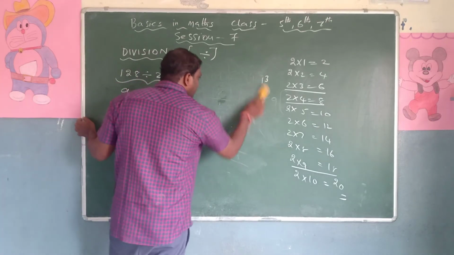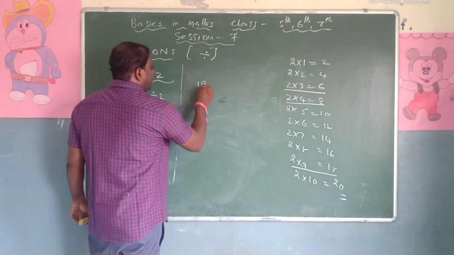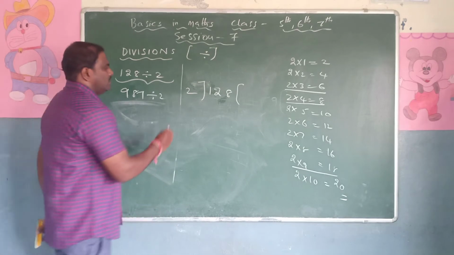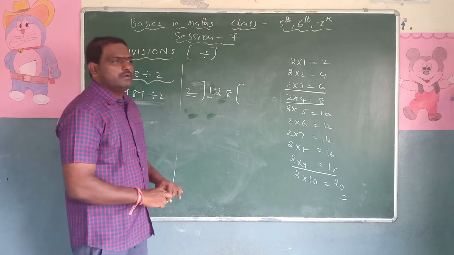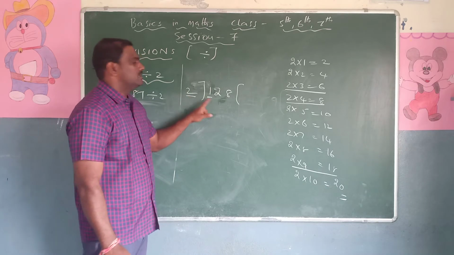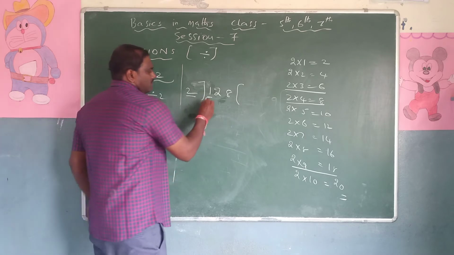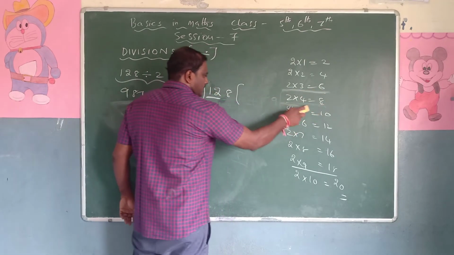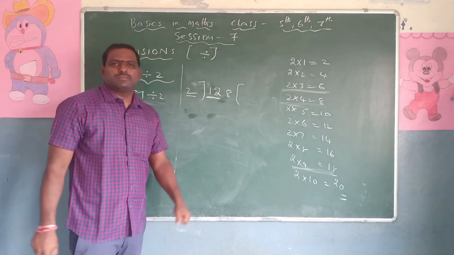Now I will go for the next sum, same multiplication table. 128 divided by 2. First, how many digits are there? One digit and one digit. Next, we check which is bigger. This is bigger, but actually the number inside the bracket must be bigger. So in this case, we have to take the two digits. Maximum of the students will get confused in this step only. They know how to do division, but they won't consider these steps. This is very important.